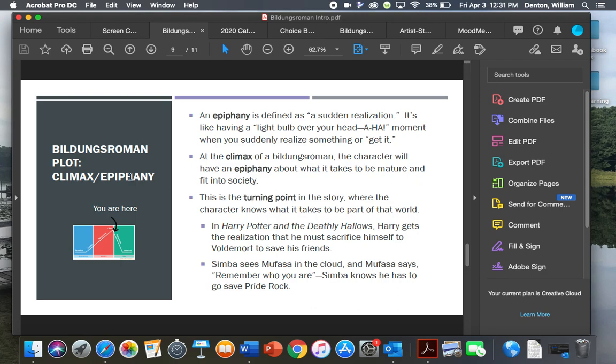So again, don't use these terms interchangeably. They're not the same thing. The climax is when the main conflict is solved. In a Bildungsroman, it's when the character has the epiphany.